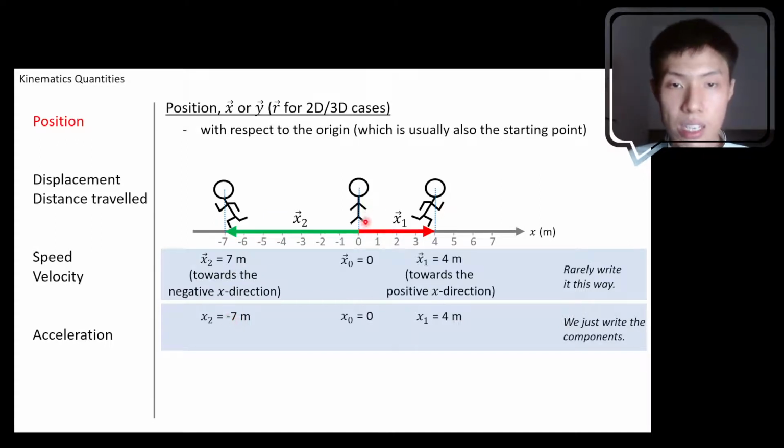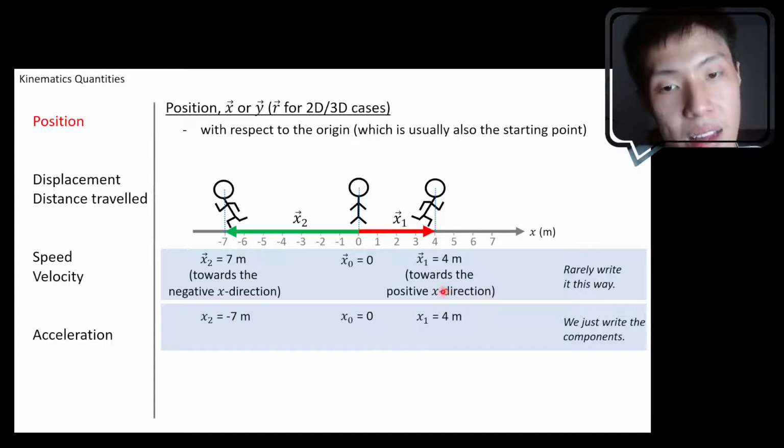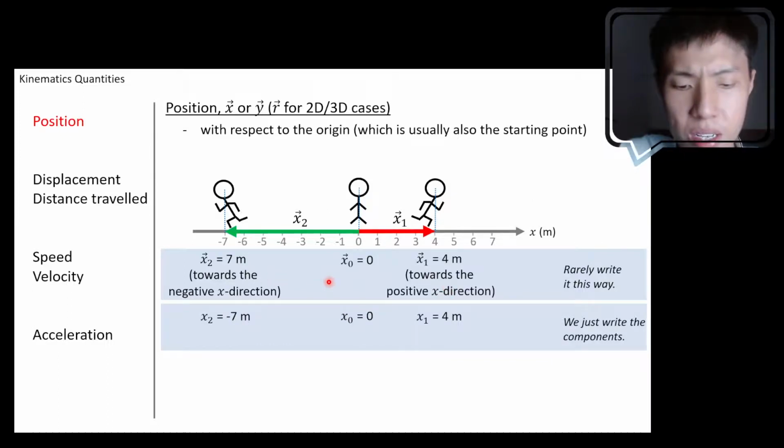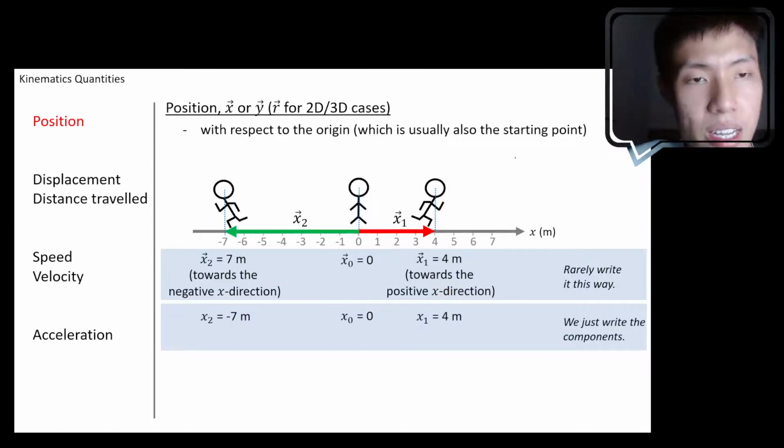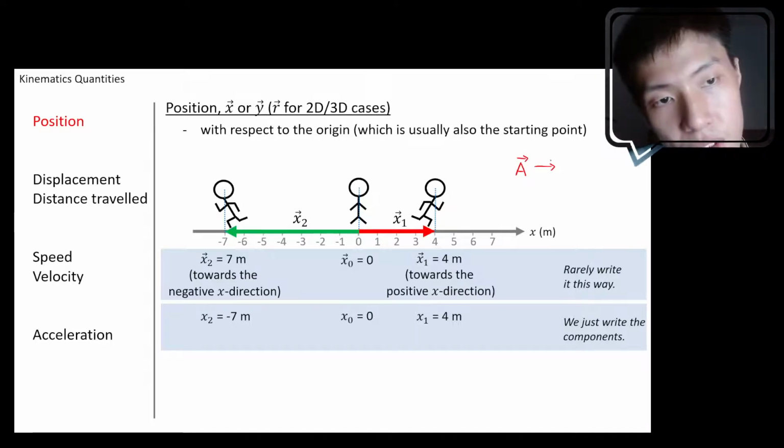Okay, for x1 is in the positive x direction, that's why it's positive, but positive you can omit sometimes. Okay, so now you might be thinking, resolve. Mr. Gunn last time told me that if I resolve vector A, I should be getting Ax and Ay, right?